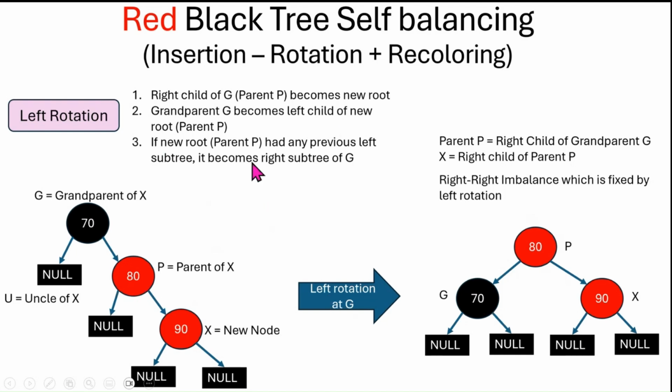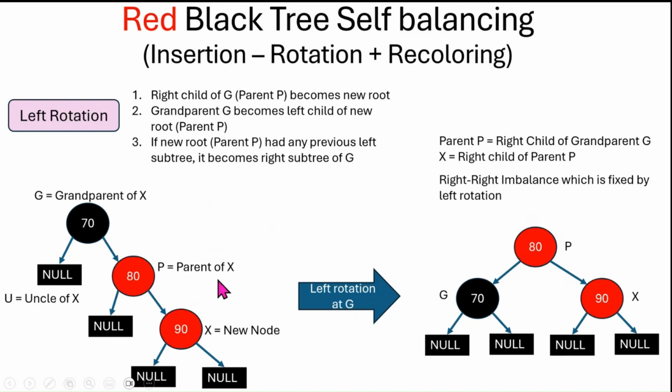And if 80 had any previous left subtree, let's say here we have 75, then it becomes the right subtree of the old parent. Because if we have 75 here, and now 80 moves here, where will 75 go? 75 needs to be on the left side, but 75 is greater than 70. So it has to be on the right side of 70. That's why it becomes the right subtree of 70, the old parent. So this is how we fix the red-black tree right imbalance.